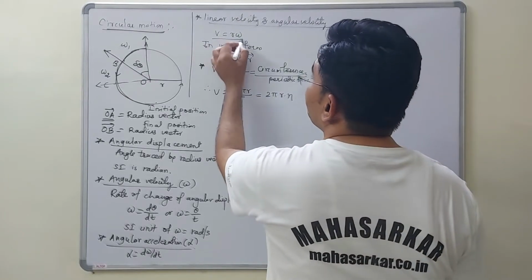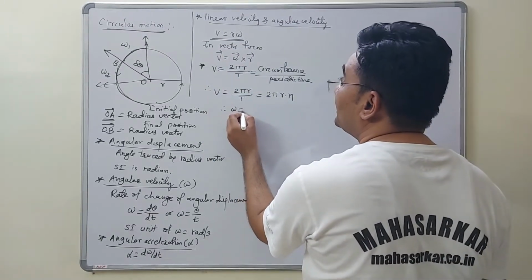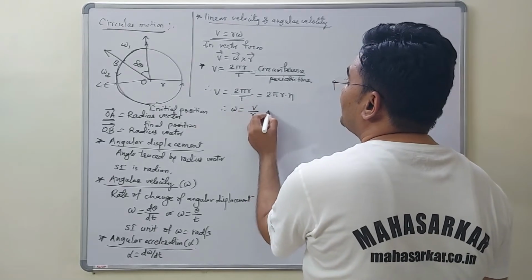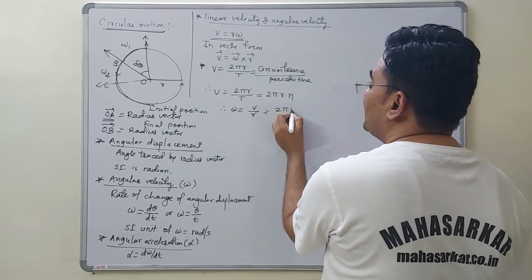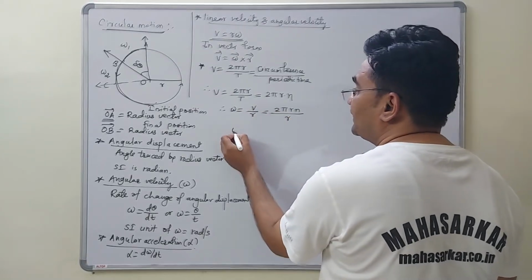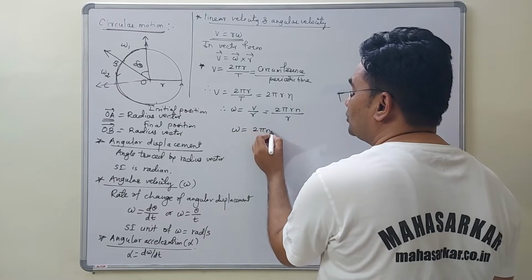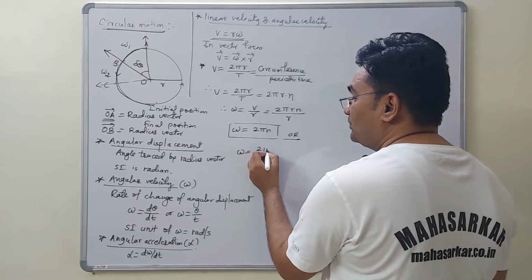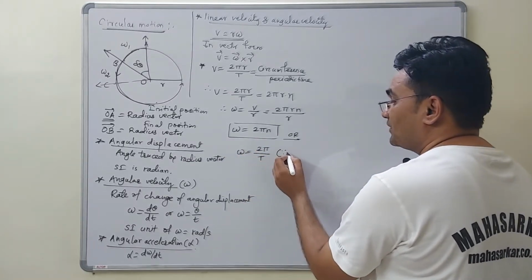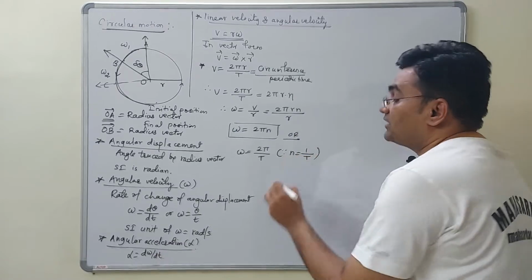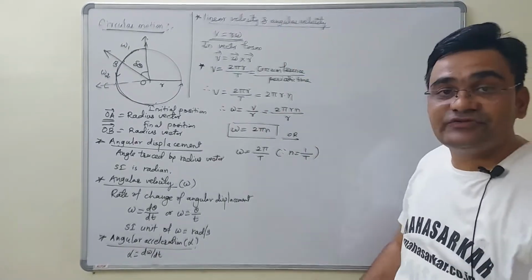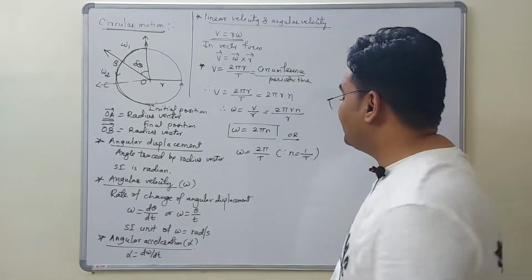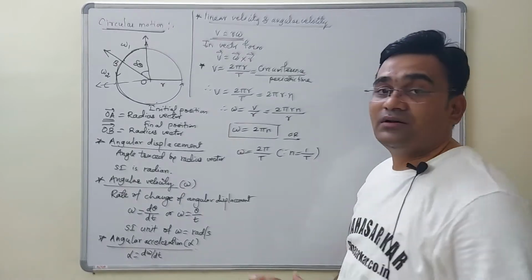If I want to write this formula again, we can get omega equal to v upon r. But what is the value of v? 2 pi r n upon r. So r will get cancelled, so we will get omega equal to 2 pi n, or again you will get omega equal to 2 pi upon T, since period and frequency are reciprocals of each other. All these things you have learned in the 11th standard. This was just the basic things that we have recalled to learn the lesson from the 12th standard.